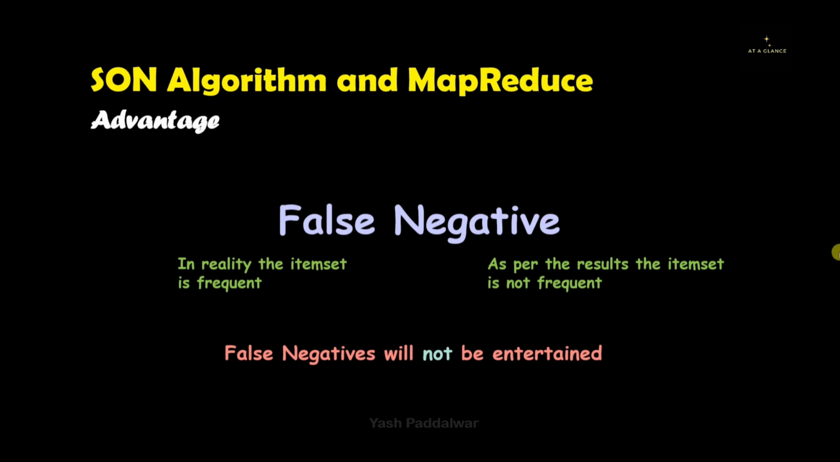Now this is because the SON algorithm uses the concept of formation of subsets and then finding the frequent item sets from those chunks, and also it uses the second MapReduce phase which validates the correctness of frequent item sets. Because of all these reasons, the SON algorithm does not entertain false negatives, which is why the SON algorithm is widely used and also better than PCY and all its versions. So I hope the SON algorithm is very much clear to you all.